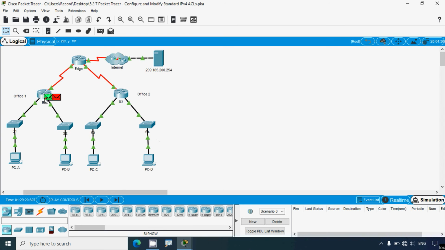Why is this R1 dropping this packet? Because this network is not allowed to access this network. That's why it dropped this packet here.